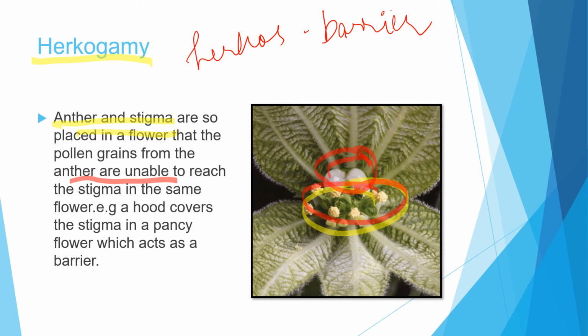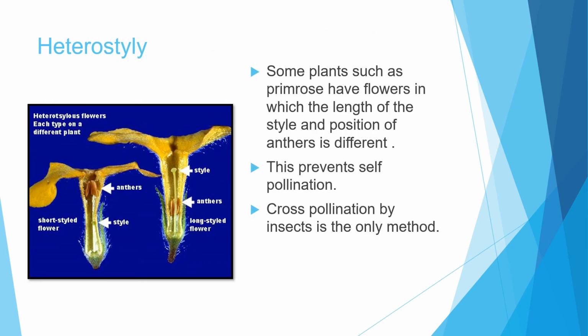So unisexuality was the first one. Next one is dichogamy. The third one is self-sterility. Fourth one is hercogamy. Now we are going to come to the last one, that is heterostyly. Now let us see what is heterostyly.